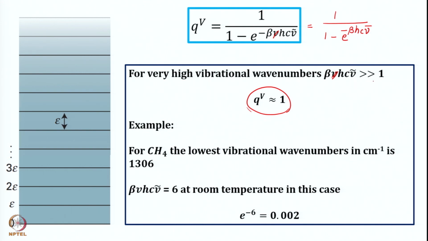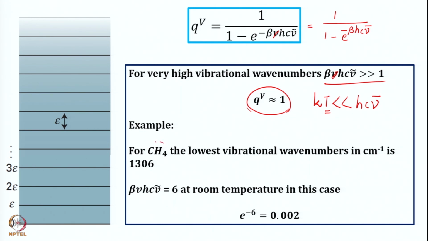So, when I put this condition, that means I am saying kT is much less than h c nu bar, right? Beta is equal to 1 over kT. That means, we are talking about temperatures which are very low compared to h c nu bar, or kT is much lower compared to h c nu bar.